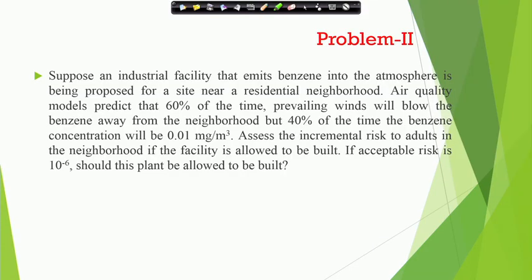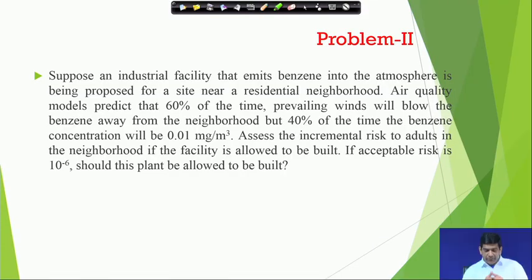So, what we need to assess is the environmental risk, the incremental risk to adults in the neighborhood, if the facility is allowed to be built, and if acceptable risk is 1 in a million, should this plant be allowed to be built? We want to hear from you. You can put it on your discussion forum, let us have a discussion there, and let us see what different people from this class think about it.